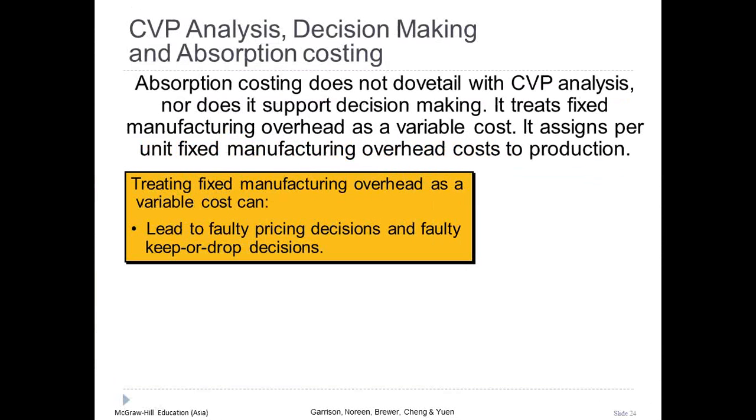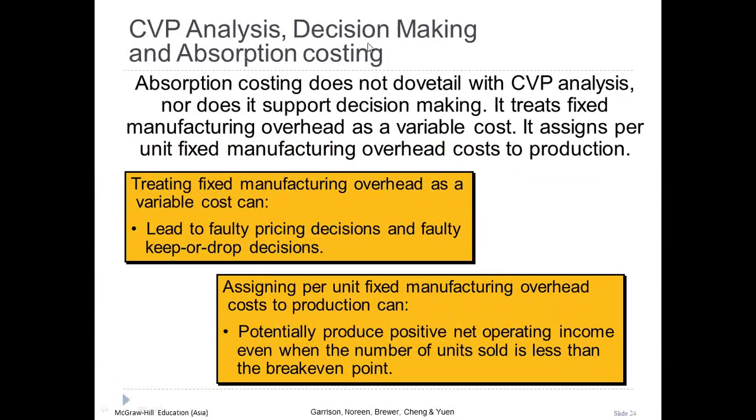Now, CVP means cost volume profit analysis, decision making versus absorption costing. Absorption costing doesn't work well with CVP analysis. CVP analysis looks at variable versus fixed. Nor does absorption costing support good decision making. It treats fixed manufacturing overhead as a variable cost. It assigns per unit manufacturing overhead costs to production.